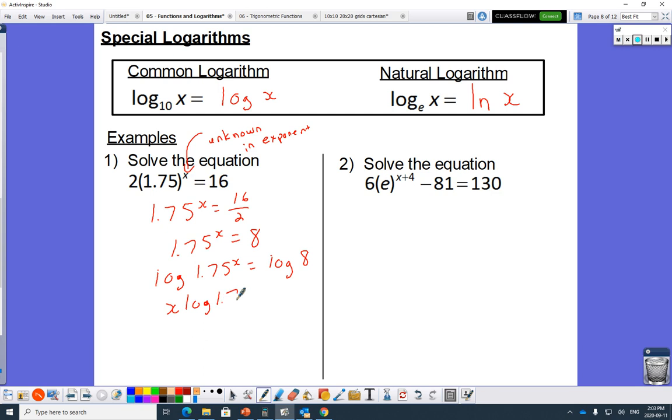And this turns this very difficult question into something easy to solve. It might not be easy to write. To get x by itself, you just go log 8 and divide it by log 1.75. And you don't need your fancy calculator to do that. Any calculator will have this log button on it.